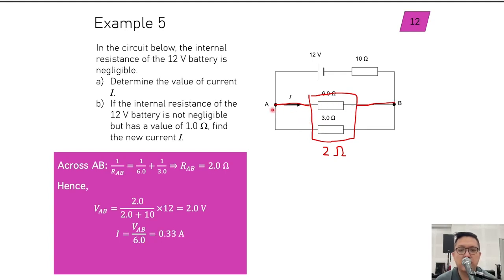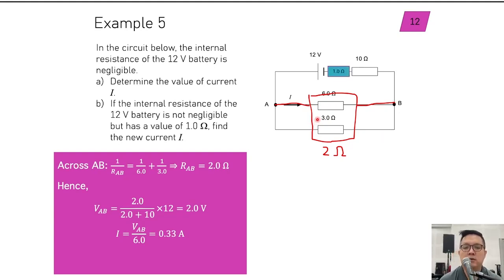Okay, yeah, because I can just take one path here. I want to find the current through AB, the original 6 ohm. So the PD across AB is 2 volts here. It's also 2 volts here, so I just use this one. So I just take 2 volts divided by 6 ohms, I get 0.33 ampere.